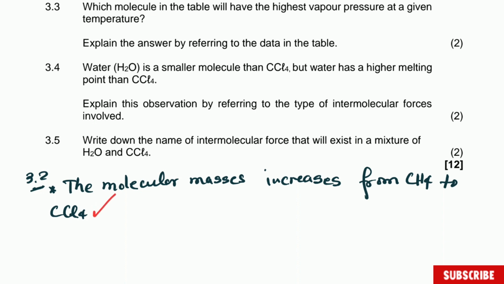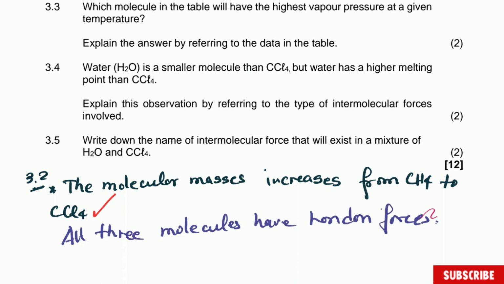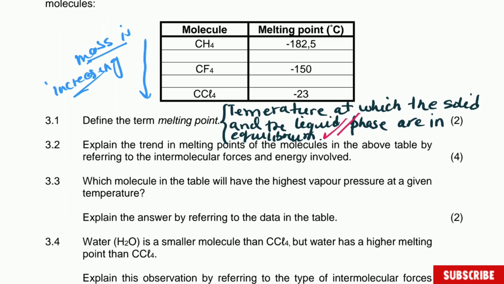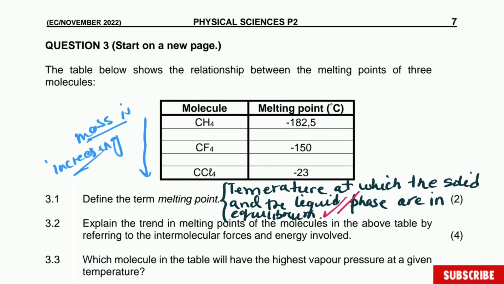Second, we have to make sure that we say that all three molecules have London forces. Let's go back quickly here. If we look carefully and do the Lewis dot diagram for each of them, for instance for carbon, for methane, that will be how methane looks, guys. And this one is a non-polar molecule. So the intermolecular force between non-polar molecules is London forces.